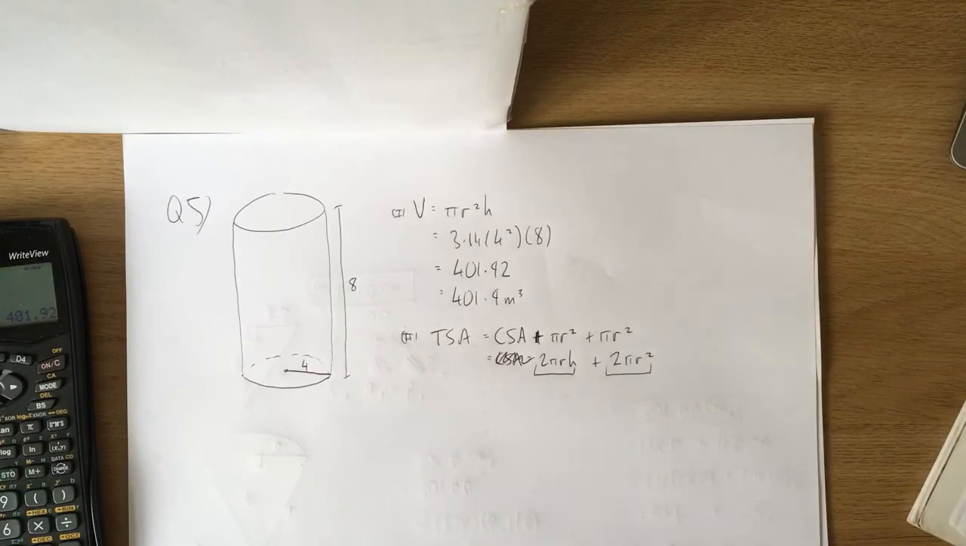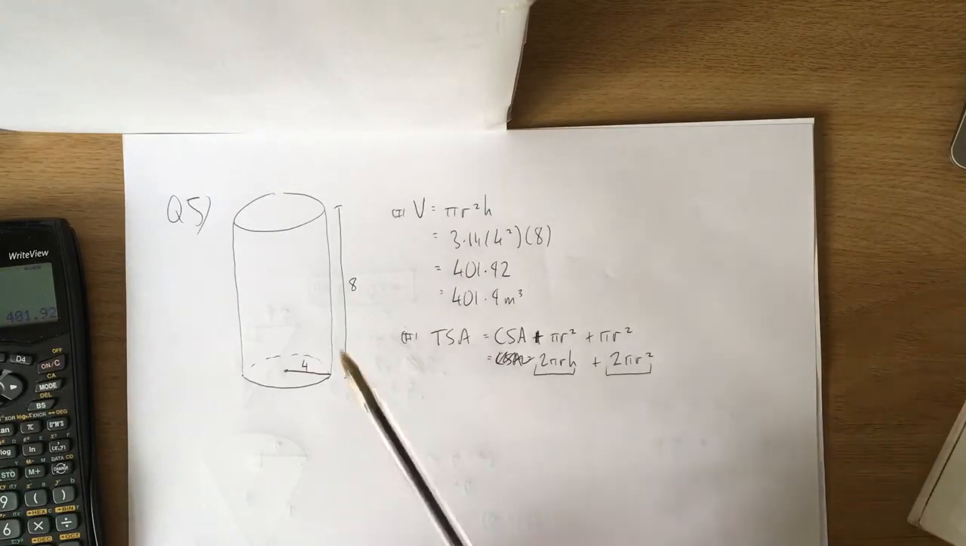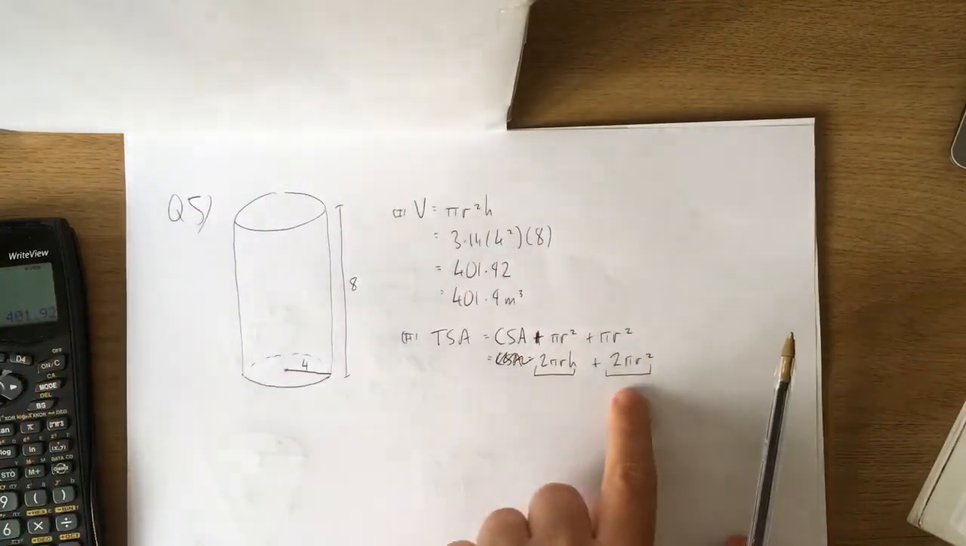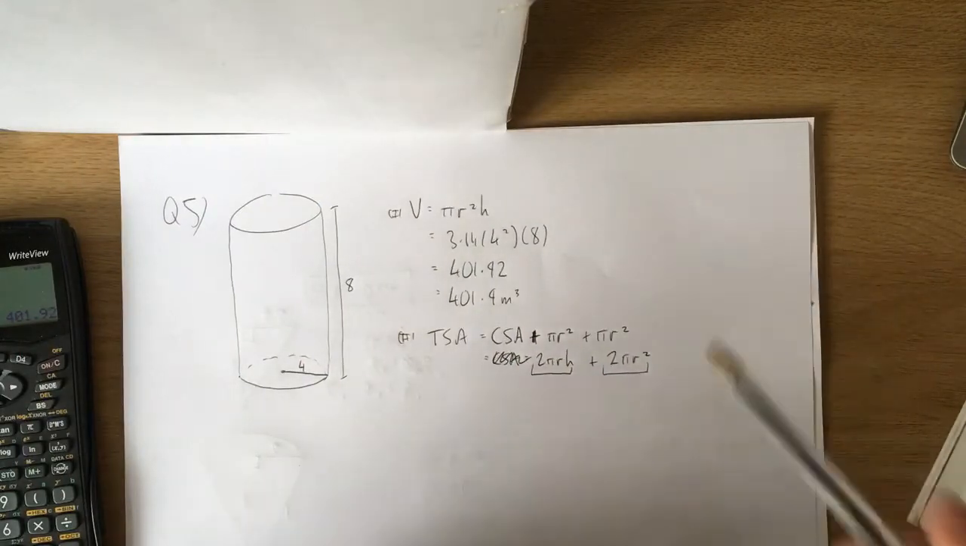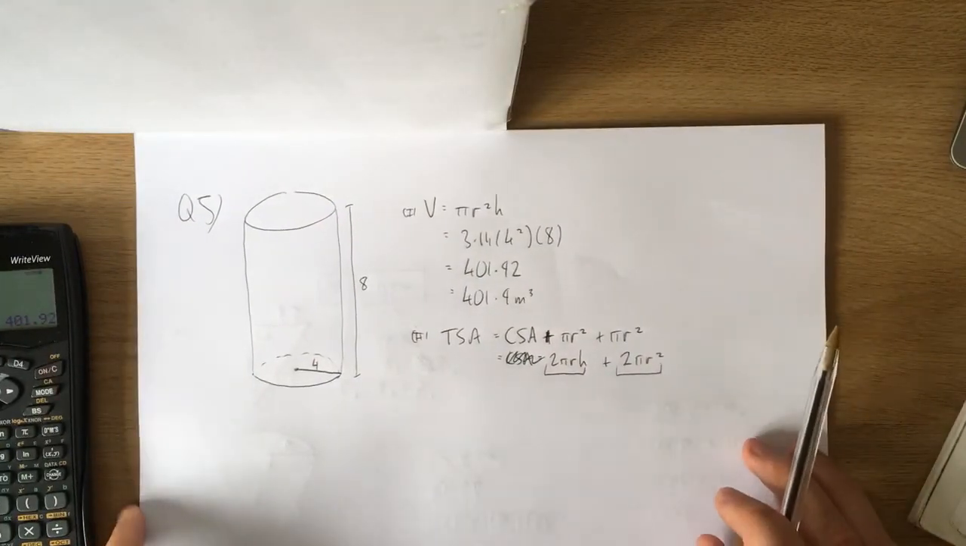Okay, just be careful. Some questions they'll tell you it's an open cylinder, so maybe it only has a bottom, it doesn't have a top, so you'll only have 1 pi r squared at the end. So just do be really careful and read the questions carefully.